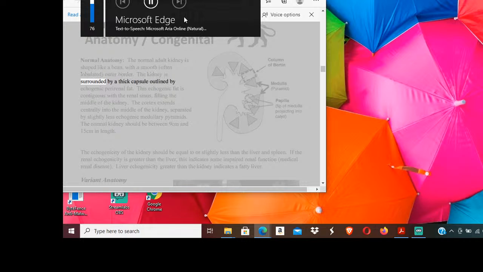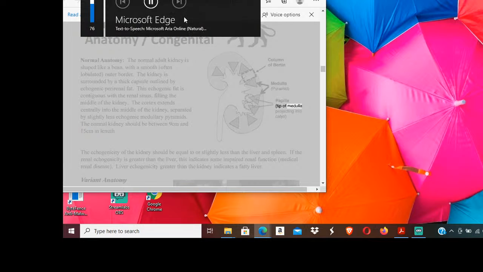The kidney is surrounded by a thick capsule outlined by echogenic perirenal fat. This echogenic fat is contiguous with the renal sinus, filling the middle of the kidney. The cortex extends centrally into the middle of the kidney, separated by slightly less echogenic medullary pyramids. The normal kidney should be between 9 cm and 15 cm in length.